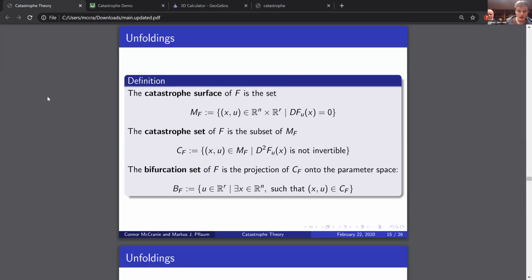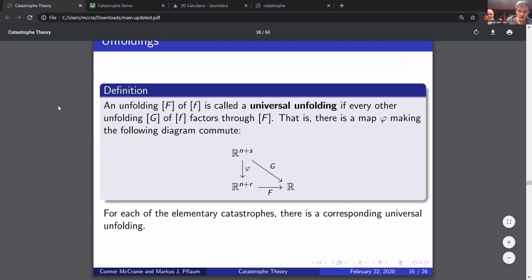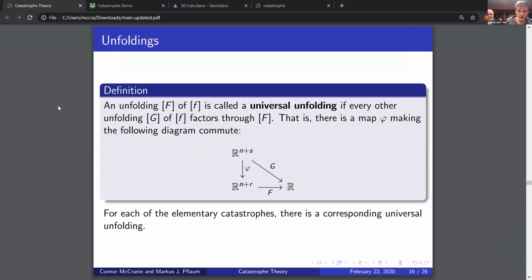Okay, so these unfoldings: I've got this degenerate critical point, and I want to lift it to a higher dimension so that I have more dimensions to unfold this nastiness at that point, just like we saw in the demo. And so there's a notion of a universal unfolding. An unfolding is called universal if every other unfolding of the same function factors through it.